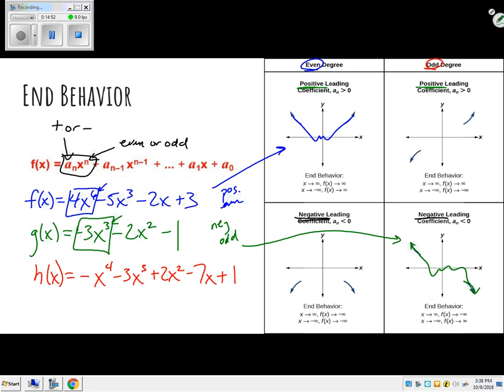You try the h of x, see where it points. And I hope you got that h of x to point here. Okay, if you did, that is correct.